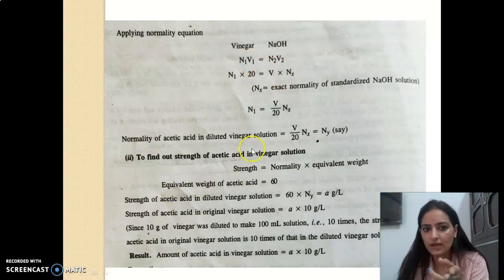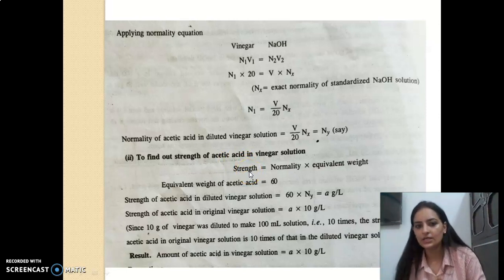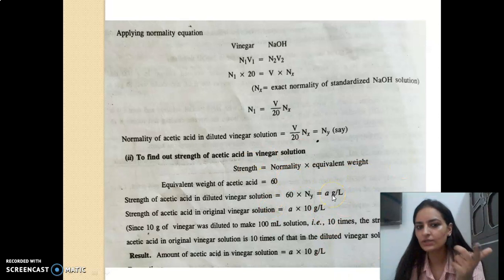So after this, you have to calculate the strength. Once you calculate the normality of acetic acid in dilute vinegar solution, you have to calculate the strength of acetic acid in vinegar solution. For that, you need to apply the formula, that is strength is equal to normality into equivalent weight. So the equivalent weight of acetic acid is 60. You need to multiply your normality with this 60, and you will get the strength of dilute vinegar solution.